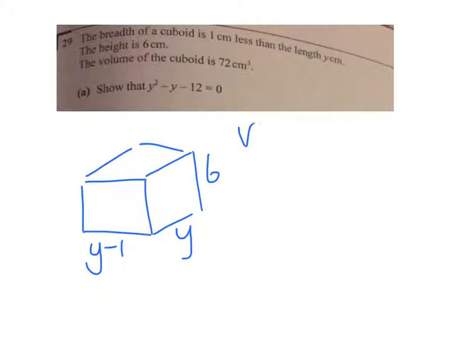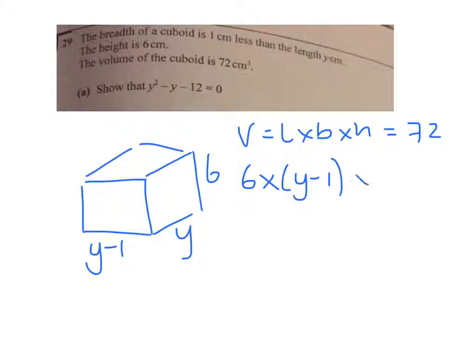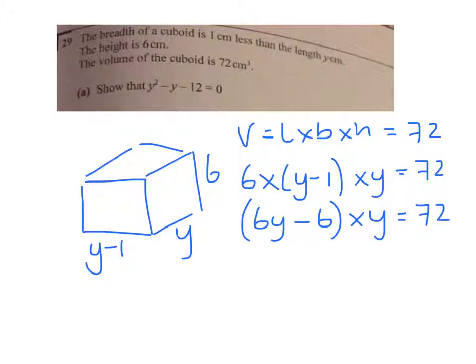Volume. So volume of a cuboid is length times breadth times height is 72. So 6 times y minus 1, be careful to use brackets, times y is 72. I'm going to multiply the 6 first. 6 times y is 6y. 6 times minus 1 is minus 6. We now multiply by y. 6y times y is 6y squared. Minus 6y equals 72. I'm going to bring the 72 over.